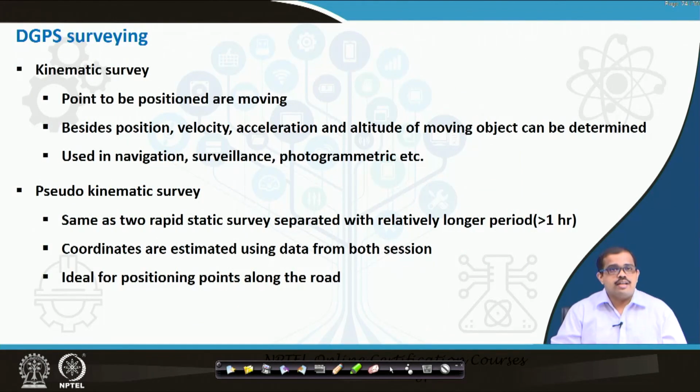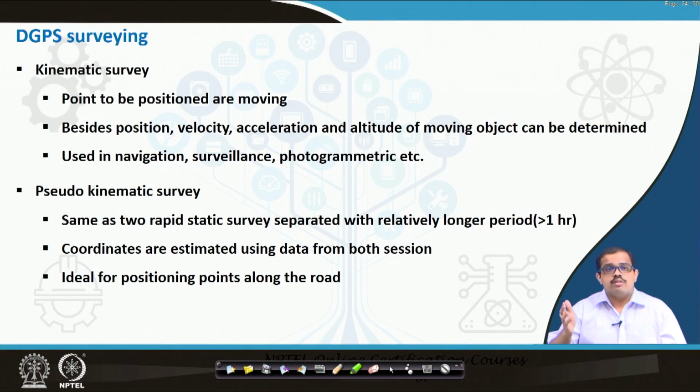When you look at kinematic survey, the points to be positioned are moving. It is not static, the point is moving. Besides position, velocity, acceleration and altitude of a moving object can be easily determined in a kinematic survey. Basically, the signals sent out in these kinds of DGPS surveying are used for navigation, surveillance and photogrammetric applications.